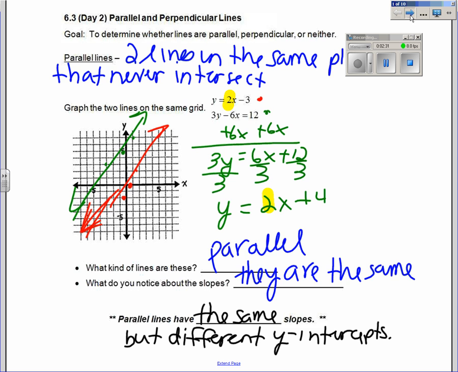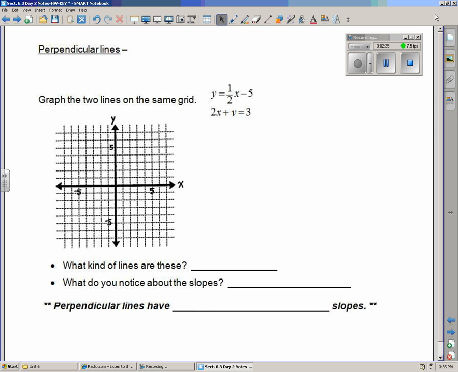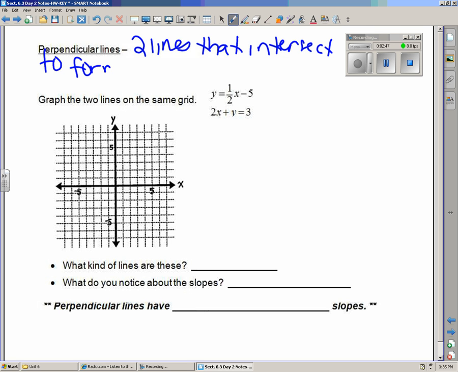Okay? So there you go for the parallel lines. Same slopes, different y-intercepts. Well, perpendicular lines happen to be two lines that intersect to form right angles. Hopefully you remember that right angles are 90-degree angles.